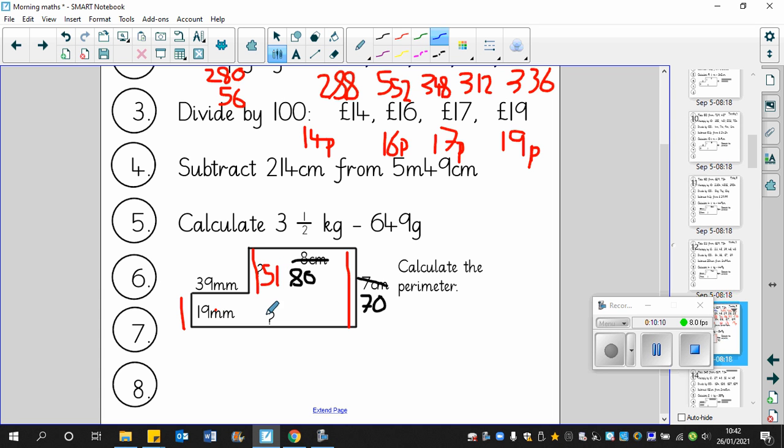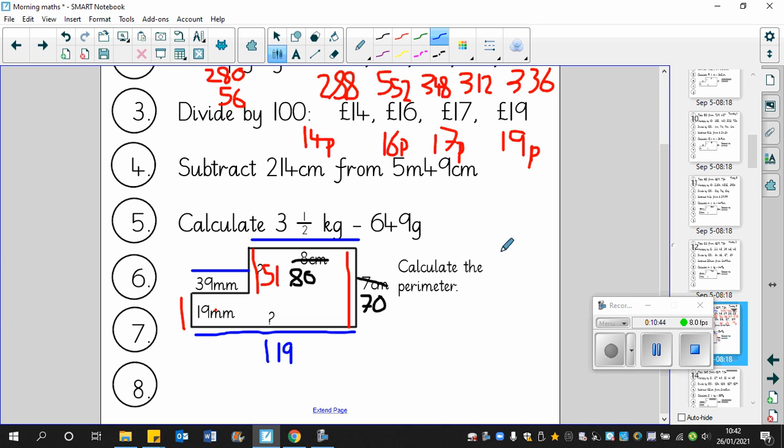So horizontally, we've got this line at the bottom. So we've got something, we don't know what that is, and we've got this line here, which is 39 millimeters, and we've got this line here, which is 80 millimeters. Okay, so 39 and 80. Well, if that were 40 and 80, that would be 120. So take one away, 119. So this question mark is 119.